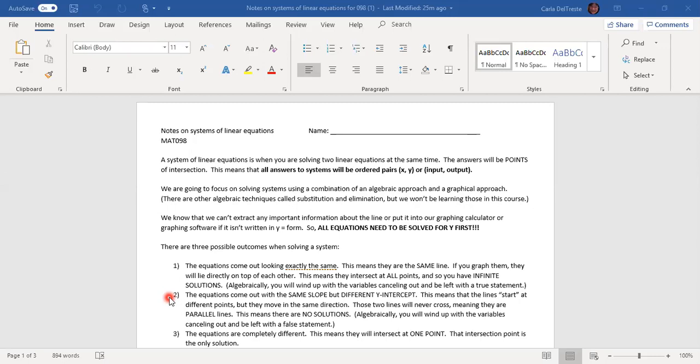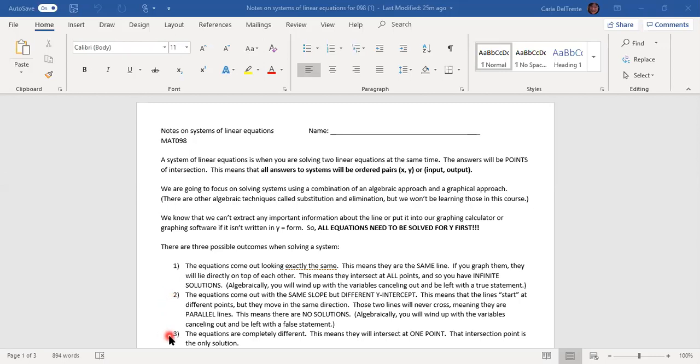So if parallel lines never cross, there's going to be no solutions to that system because there will be no points of intersection. Algebraically, you'd wind up with the variables canceling out, just like we saw in the algebra sections, and you'd be left with something that's totally false, makes no sense, so there's no values that would ever make it true, and that's how algebraically you would get no solutions. So, same thing that we saw in algebra.